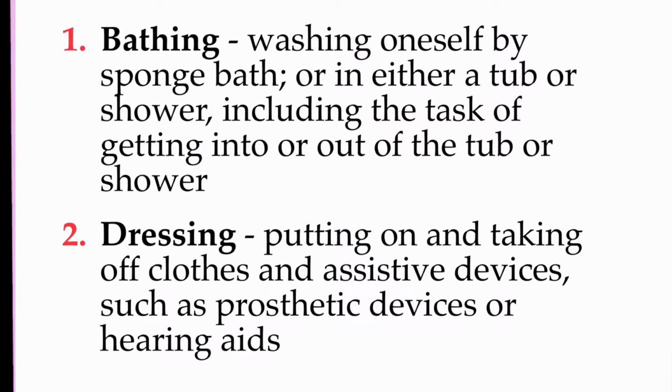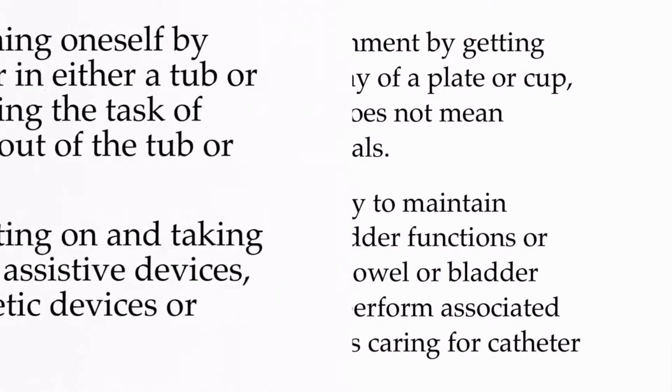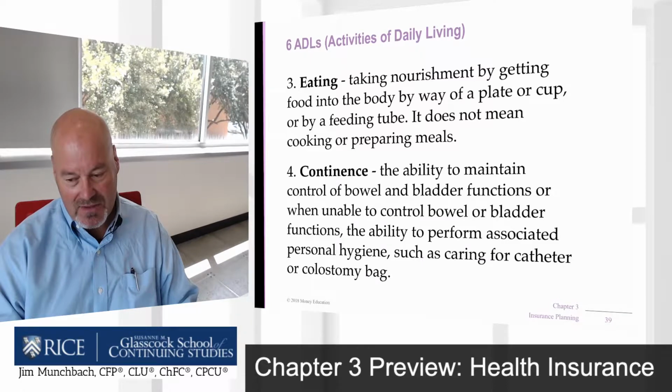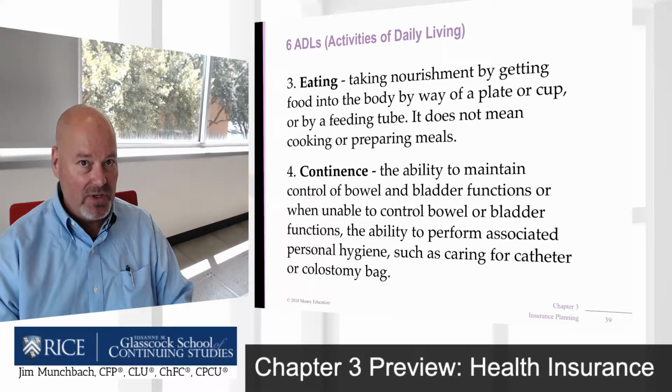These are important too. The activities of daily living are what trigger benefits under a long-term care policy. Number 2 is dressing, putting on and taking off clothes, and assistive devices such as prosthetic devices or hearing aids. Next is eating, taking nourishment by getting food into the body by way of a plate or a cup or a feeding tube. And I think it's really important to recognize that this does not mean cooking or preparing meals.